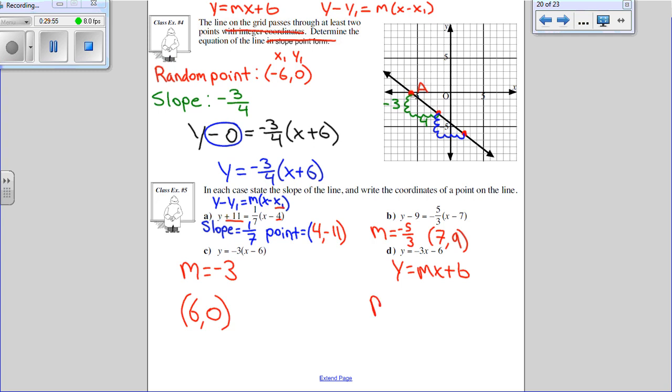That y-intercept is at 0, negative 6. It's not at 0, positive 6. In slope-intercept form, the y-intercept is not the reverse. It's actually what it looks like, because it has a plus b, not a minus b.